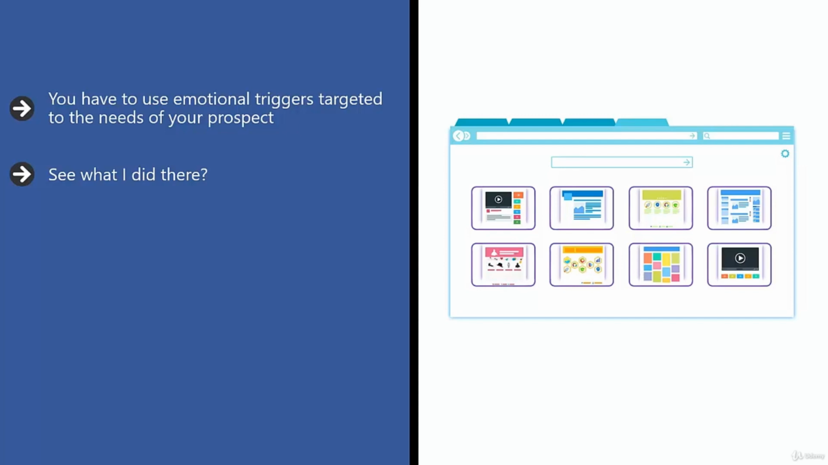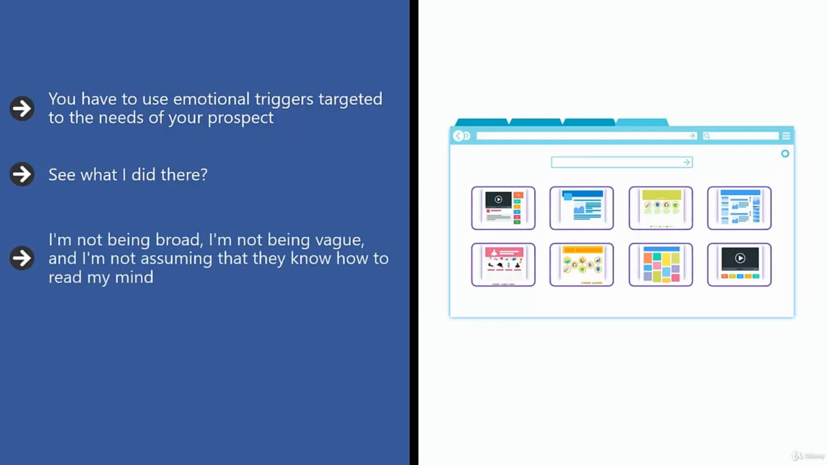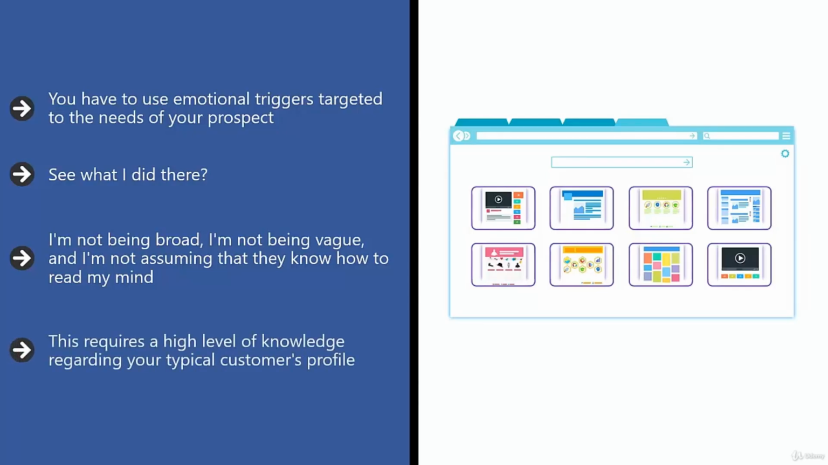These are people who are looking for places to sell. These are people looking for tips to improve their organic farm's output. I'm not being broad, I'm not being vague, and I'm not assuming that they know how to read my mind. I'm not doing any of that. Instead, I was very specific as to what they have problems with. This requires a high level of knowledge regarding your typical customer's profile.